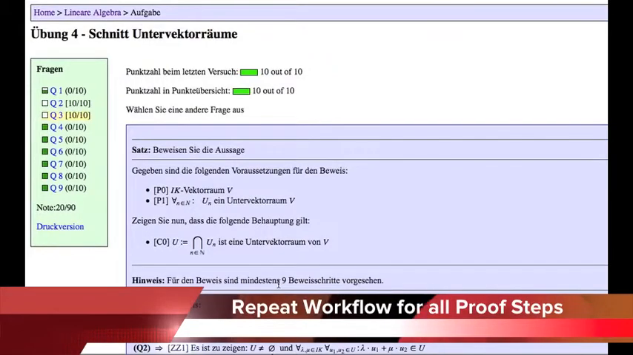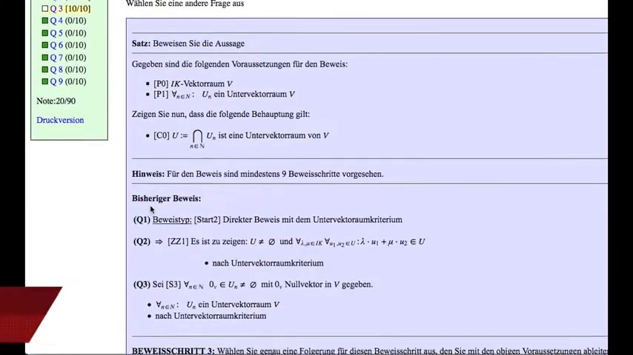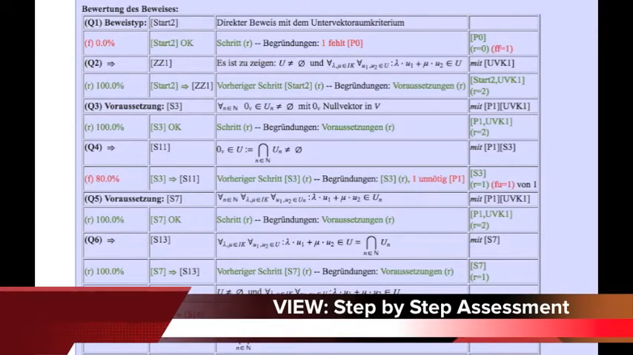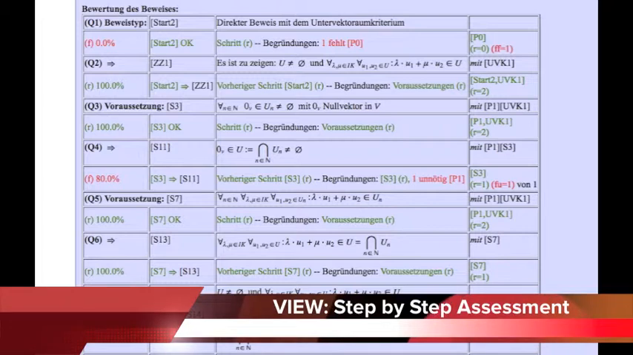If the student repeats the workflow for all proof steps, then he will see the final assessment of the proof if it's switched on for the direct feedback on his proof. The direct feedback is recommended if it's used as a learning environment, so that the students will get direct feedback on their solutions.